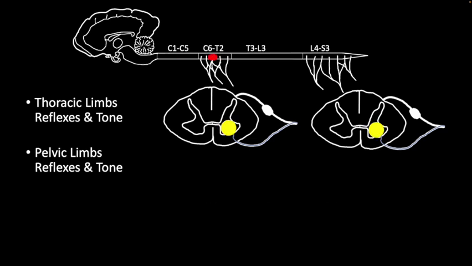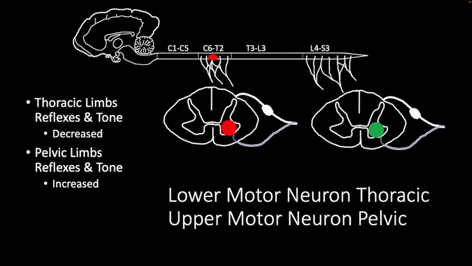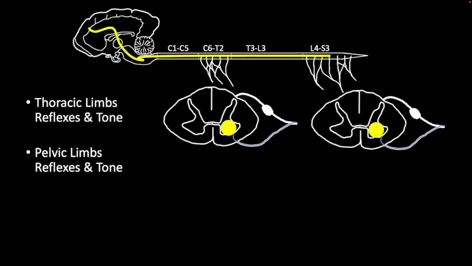Looking at a different lesion localization, now we have a C6, T2 myelopathy. This means the lower motor neurons from the cervicothoracic intumescence are directly affected, resulting in decreased reflexes in the thoracic limbs. But because the upper motor neuron signal is disrupted to the pelvic limb, the reflexes and tone will be increased in the pelvic limbs. With a C6, T2 myelopathy, the patient will have lower motor neuron signs in the thoracic limbs and upper motor neuron signs in the pelvic limbs.